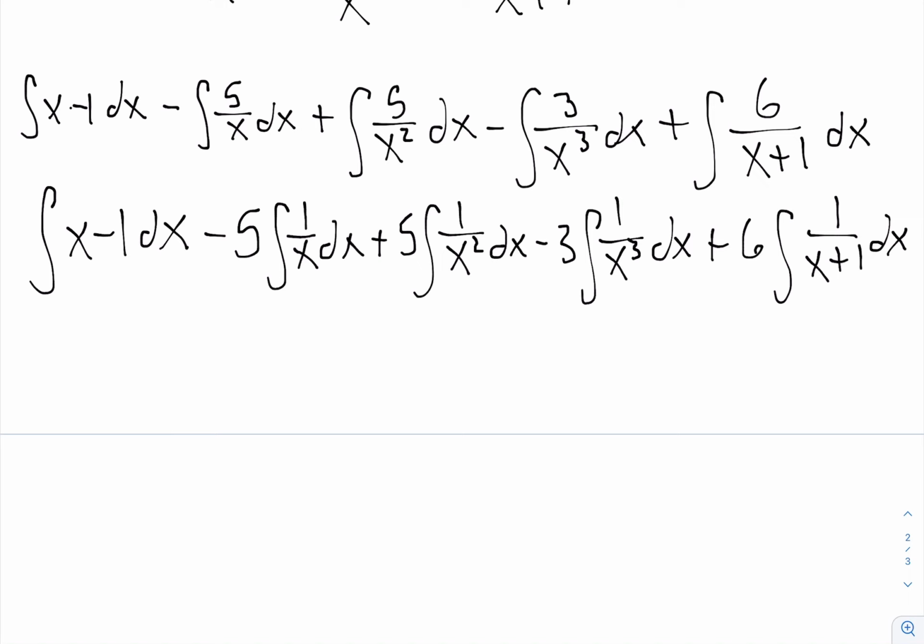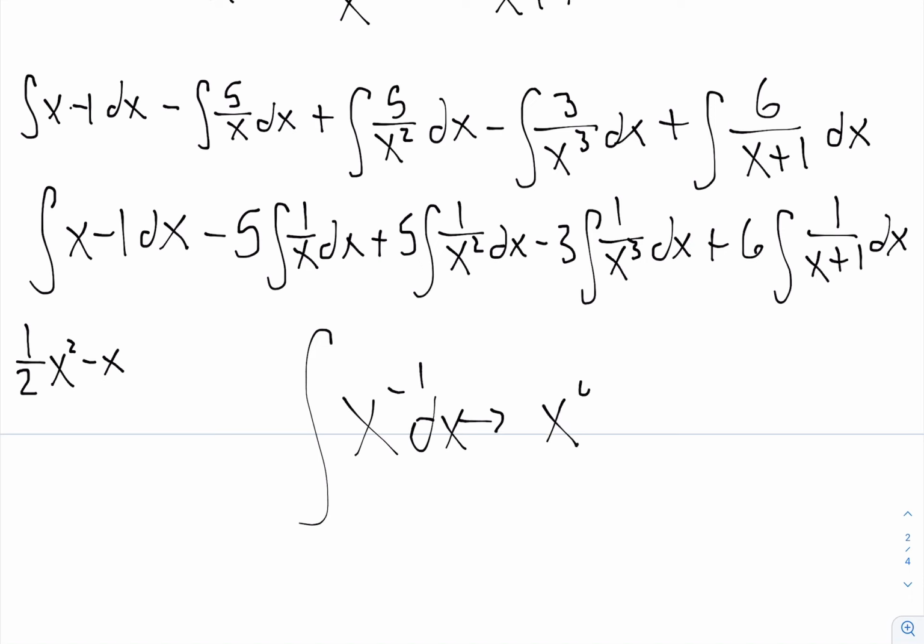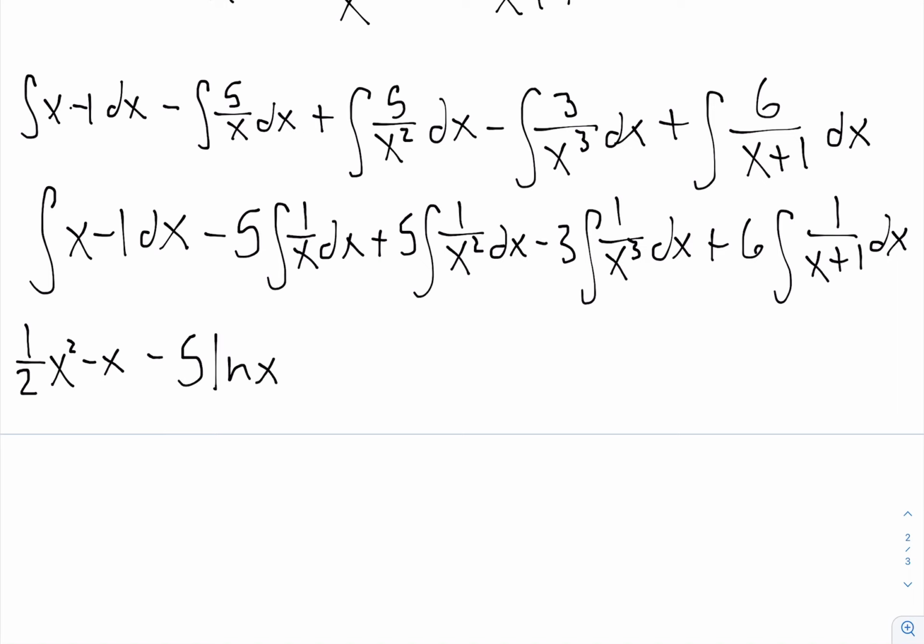The integral of x minus 1 dx is 1 over 2 x squared minus x, using the power rule. And now we have a 1 over x. Well, the integral of 1 over x, remember, is just the natural log of x, because if we try to use the power rule for this, 1 over x is x to the negative 1. If we add 1 to the exponent, we'll get x to the power of 0 over 0. Using the power rule, that's undefined, so we can't do that. We just know it's the natural log. So it's going to be minus 5 times the natural log of x.